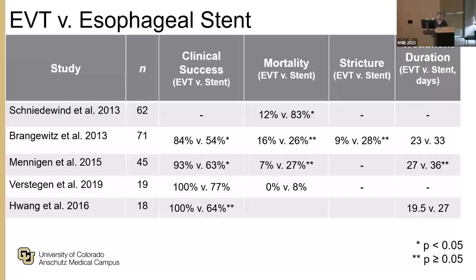So how does EVT compare to esophageal stents? Well, these are all retrospective comparative studies comparing EVT to stenting for patients with esophageal defects. EVT consistently had higher rates of clinical success compared to stenting. Mortality rates were also consistently lower. Rates of stenosis were also described as being lower in one of these studies. There's variable statistical significance listed here for these outcomes, but our sample sizes are small. And unfortunately, we don't have any large prospective studies or any randomized controlled studies in this area.